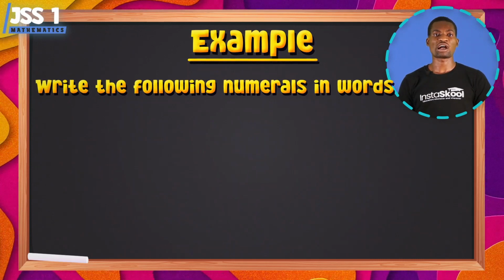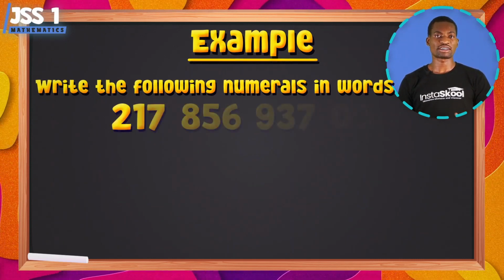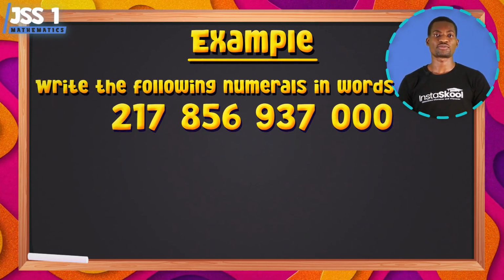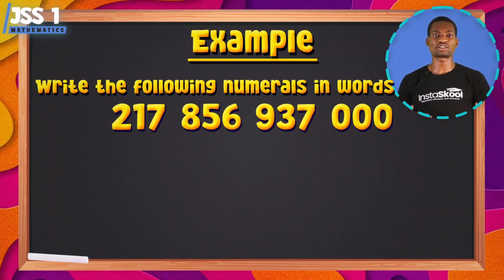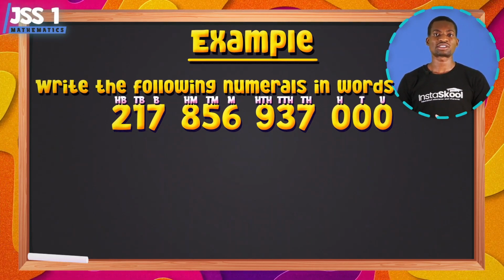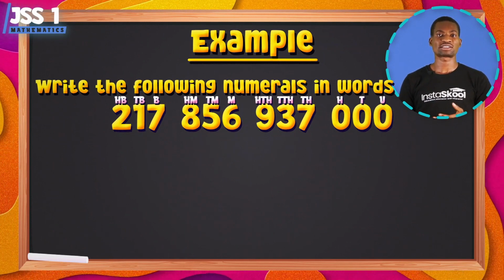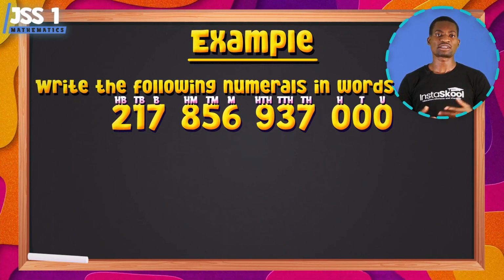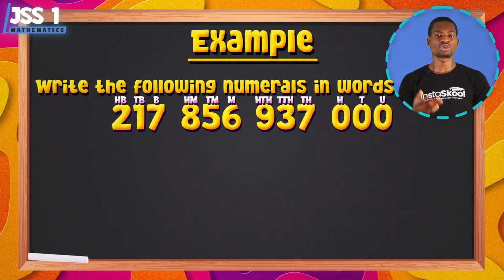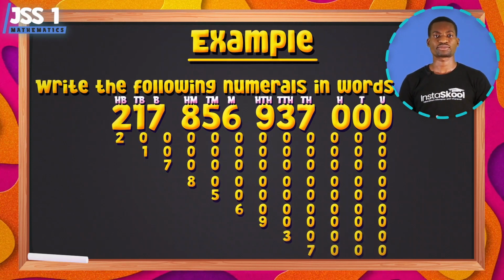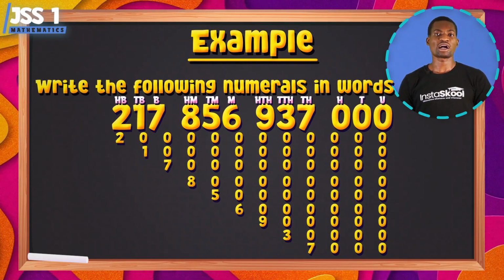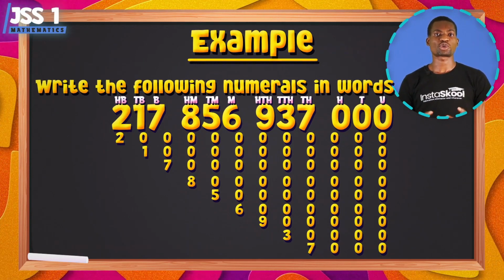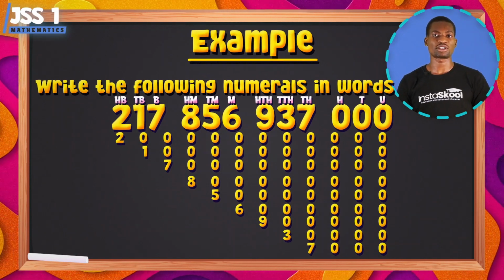The next example we have is the number 217,856,937,000. In this case, our first step is to write the numbers in their place value, starting from the last number, that is 7, then 3, then 9, and so forth. So, writing the numbers in their corresponding place values, you see what is being displayed on the screen. Now, after writing all the numbers in their corresponding place values, the second step is to call the numbers based on their location in the place value.